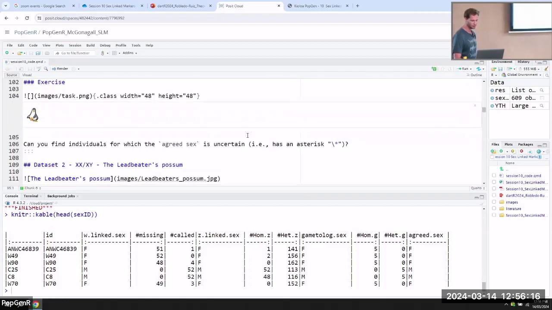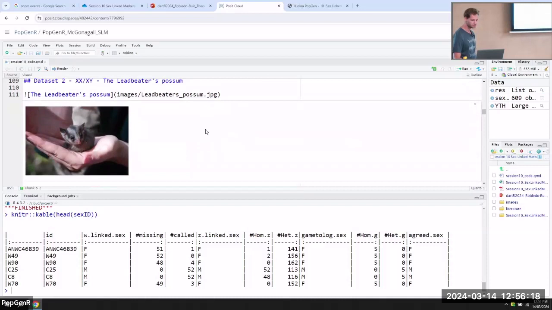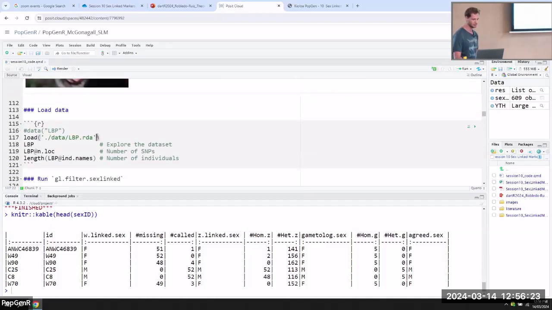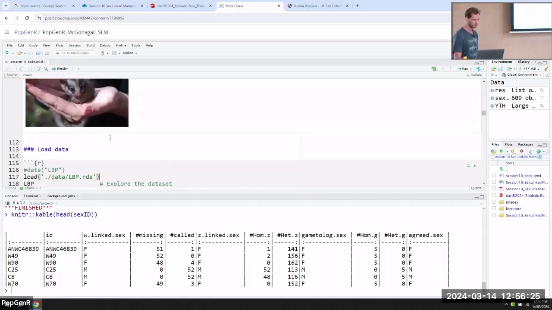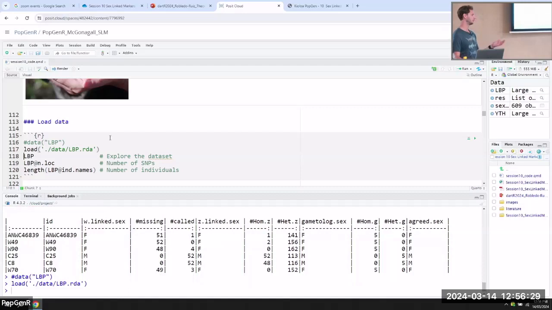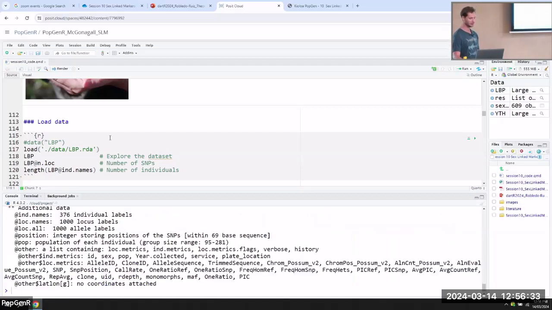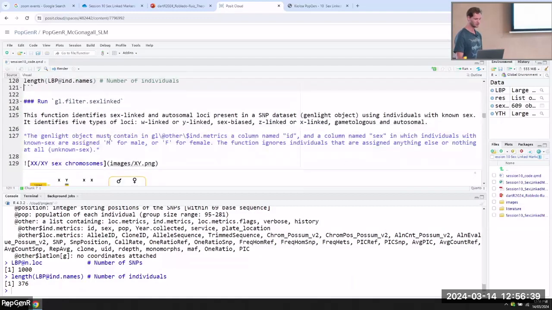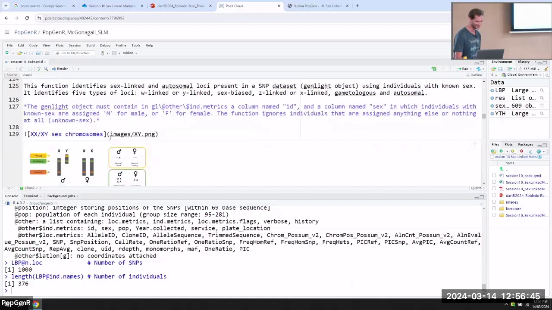So that was for the ZW system. We'll also try this on the XY system, so the leadbeater possum. So same thing, follow along if you're going, so you can help see how the output looks in your code and how you feel about it, feel comfortable, because in a couple of minutes, it's all up to you. Go look for it at your own data.